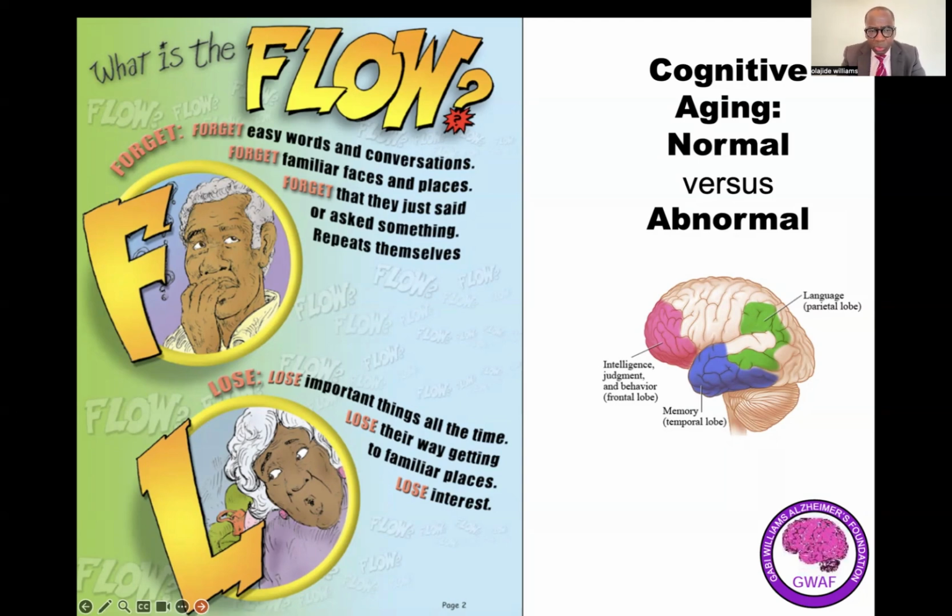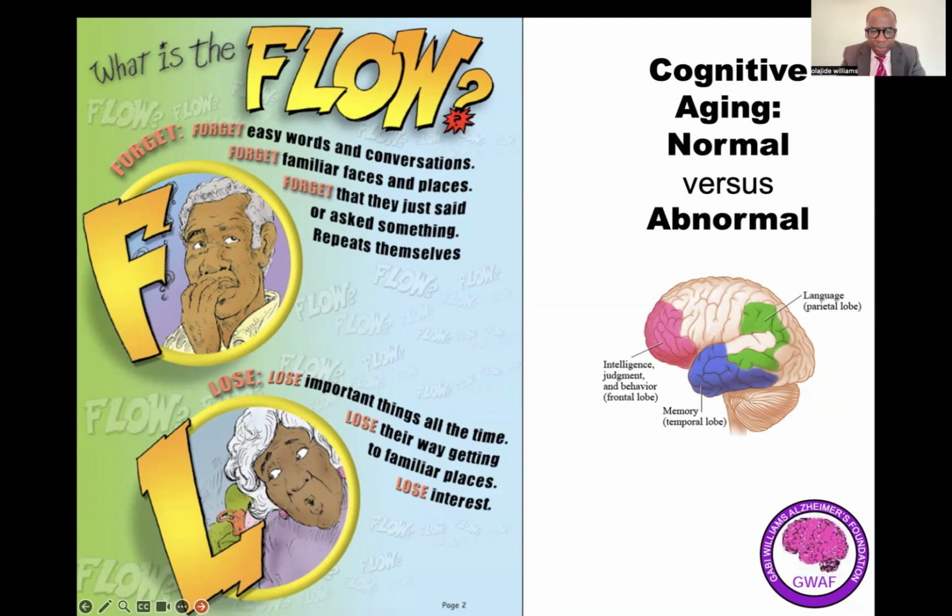L stands for lose. These individuals lose important things all the time. We all lose important things once in a while. I, for example, might lose my glasses, or forget where I put my cell phone. But when you're losing things all the time, one needs to be concerned that the individual might be suffering from Alzheimer's disease.